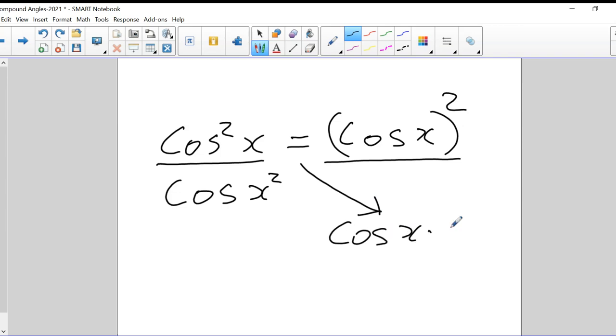Cos x times cos x. That is what it means, right? That is what it means. Now, this thing here is different. Remember what order of operation says.